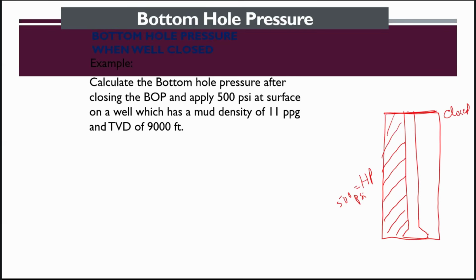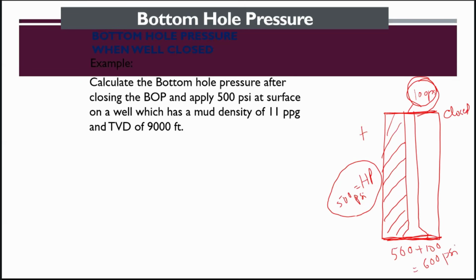And from surface you can apply pressure on the well. So suppose from surface you are applying 100 psi. So what will be the pressure at the bottom of the well? It will be your hydrostatic head plus your surface pressure. 500 plus 100, so it is 600 psi. Okay, this is called the bottom hole pressure.